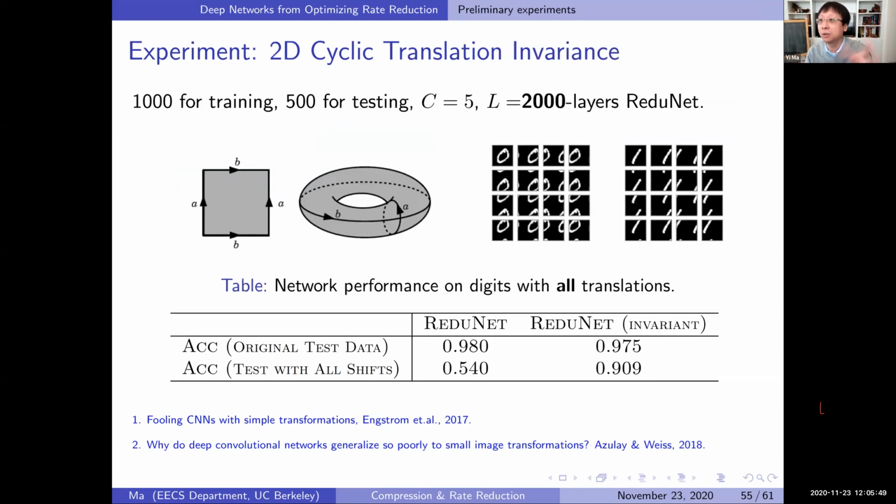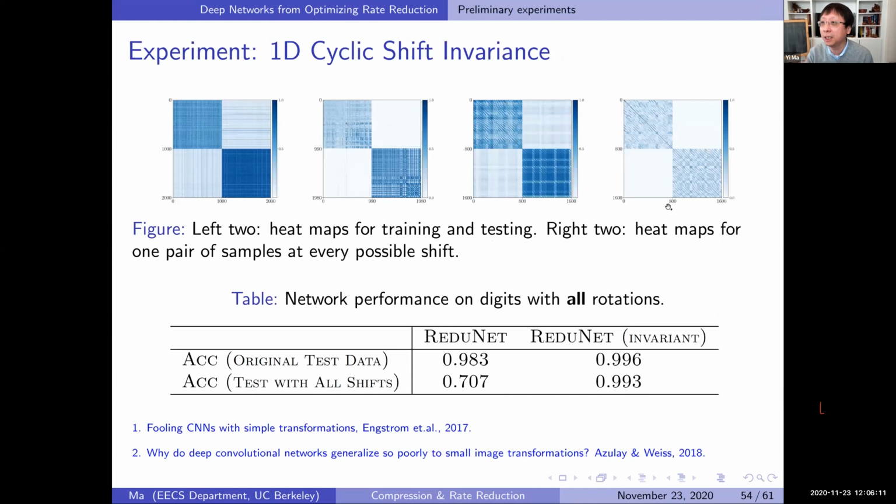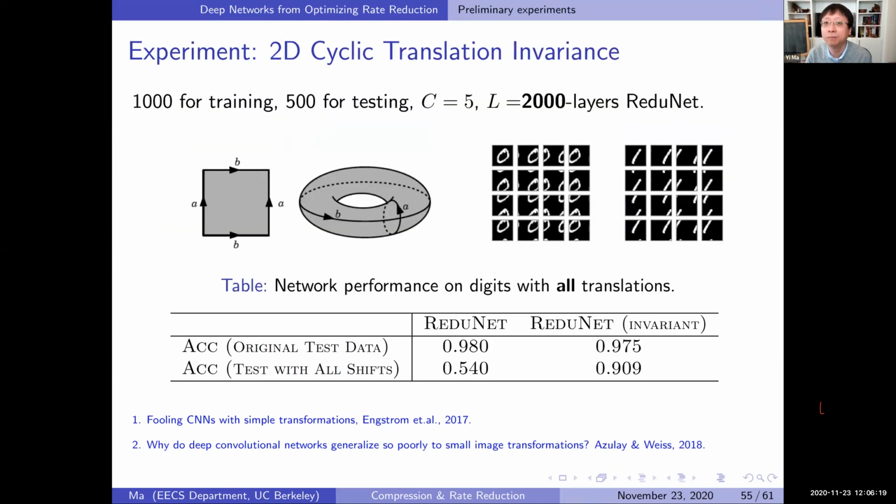And again, this is translation. We can consider this no longer a small augmentation with small translations at a few locations. We translate everywhere on the torus. We tested it everywhere on the torus. So this confusion matrix takes two samples from two different classes, rotated at every possible angle. There's no crosstalk. The same with the translation.